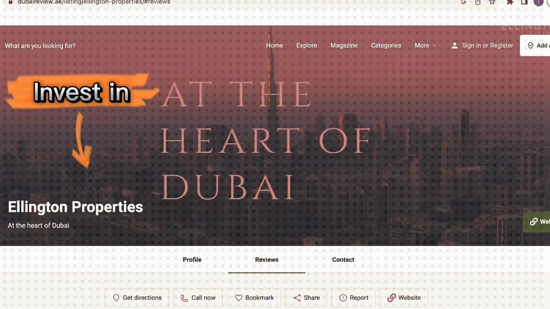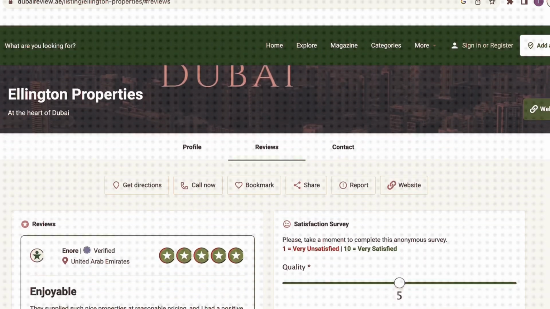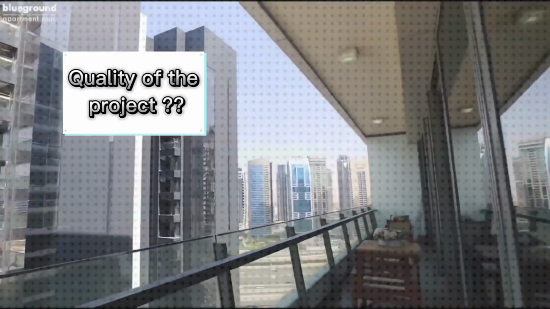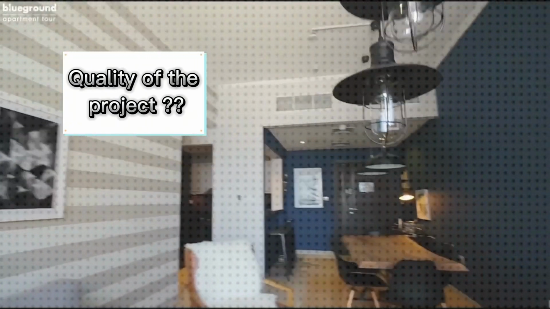Research the developer's history, their products, whether they were developed on time, read reviews online. For example, if I wanted to invest in Ellington properties, I would be reading reviews online because this will tell me a number of things. 1, it will tell me whether the projects were delivered on time, and 2, once people are living in the properties, it gives you an idea of the quality of the project.